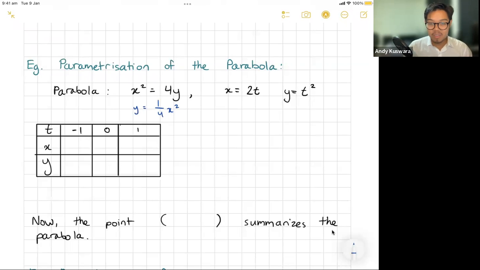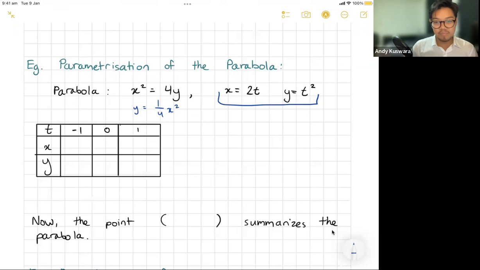Okay, so we've got this, and now what they're saying is you can parametrize it using these here. So that means I could write x as 2t and y equals t squared. Now note here that x is now written in terms of t and y is also written in terms of t. That means that everything can technically be written in terms of t.